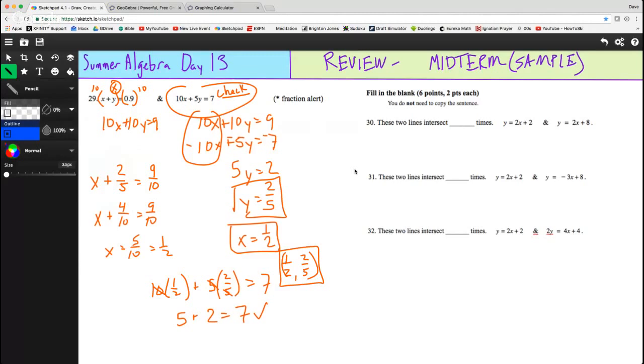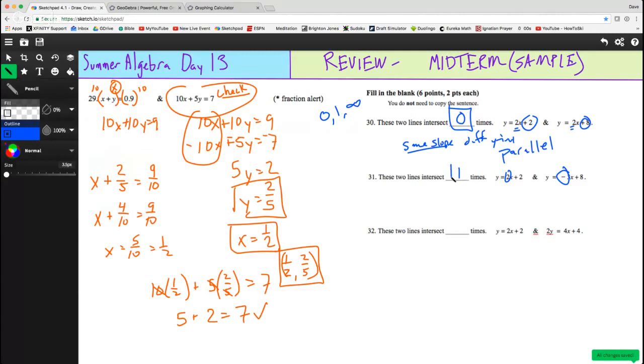All right, now how many times do lines intersect? They either intersect 0 times if they're parallel lines, one time if they're lines that have different slopes, or infinite times if they're the same line. So let's look at this. Well, these guys here clearly have the same slope and different y-intercepts, so these are parallel lines. So these intersect 0 times. Over here, we have two lines in y equals mx plus b form. They have different slopes, so they will cross exactly 1 time.